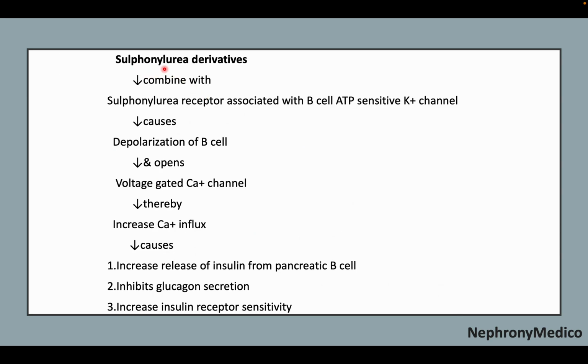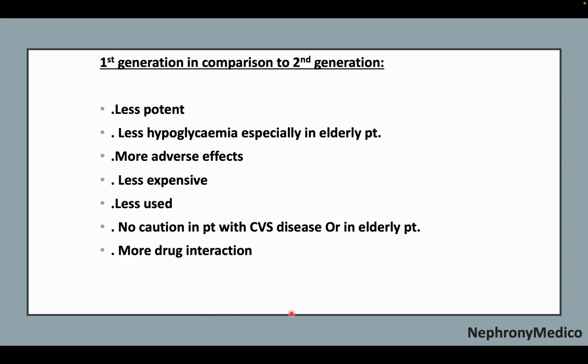Now, these sulfonylureas combine with the sulfonylurea receptor associated with the beta cell ATP-sensitive potassium channel and cause depolarization of the beta cell and open voltage-gated calcium channels, thereby increasing calcium influx and causing an increase in the release of insulin from pancreatic beta cells, and inhibit glucagon secretion and increase insulin receptor sensitivity.